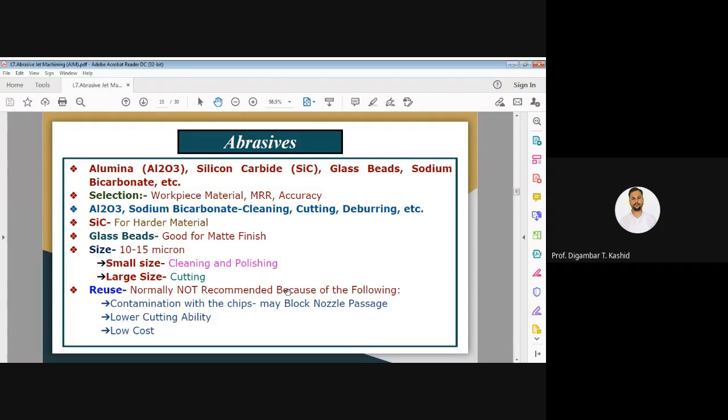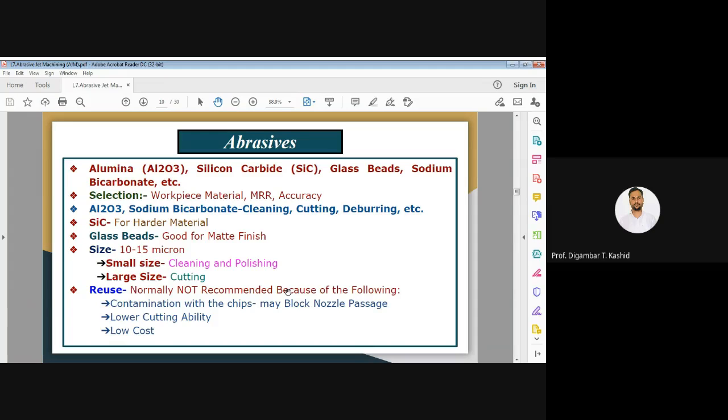If you use abrasive particles with this contamination for machining or any operation, the contamination may block your nozzle passage. And if it blocks the nozzle passage, your nozzle will break and get damaged, and it is very expensive to change that nozzle. So the simple solution is that there is no need to reuse your abrasives.